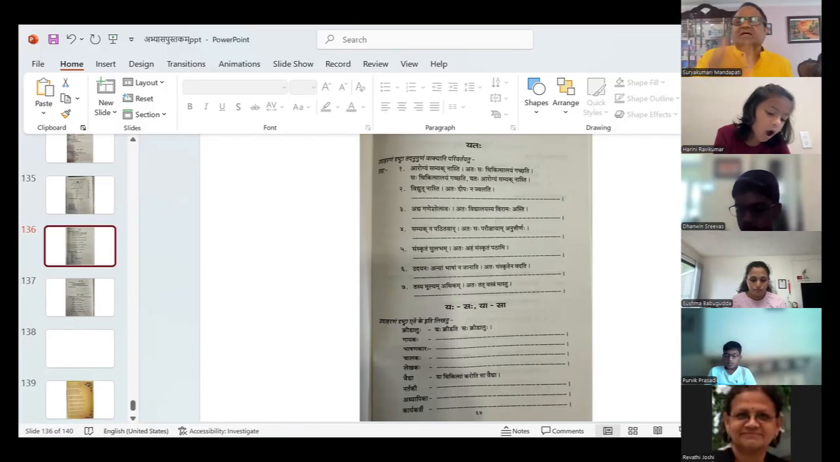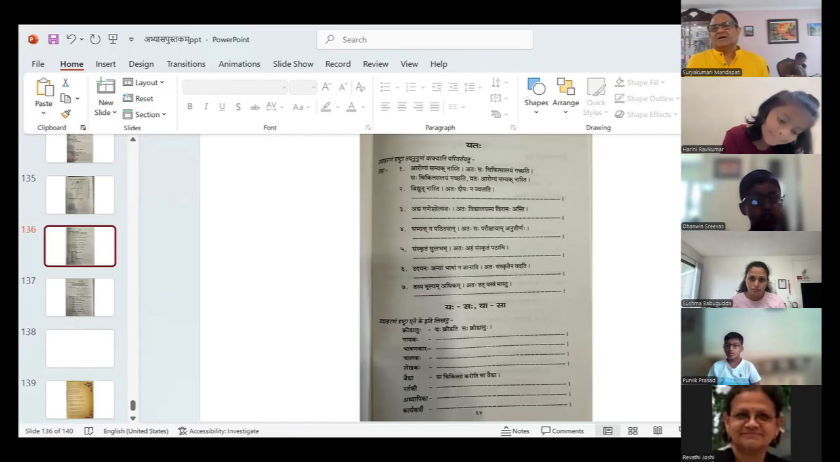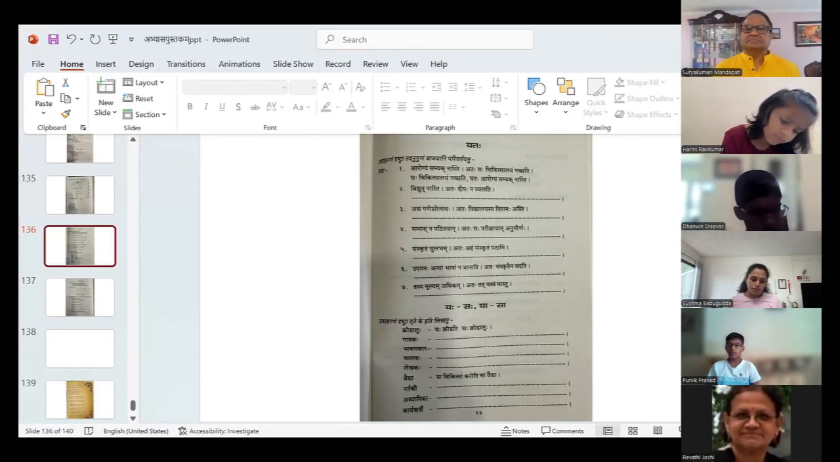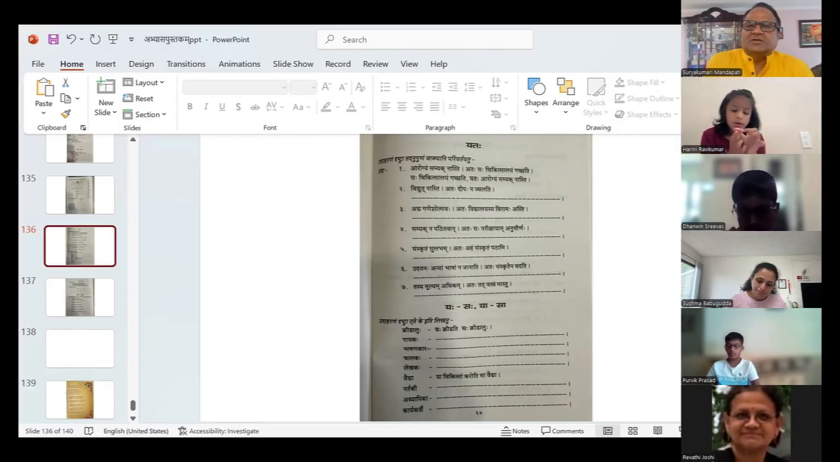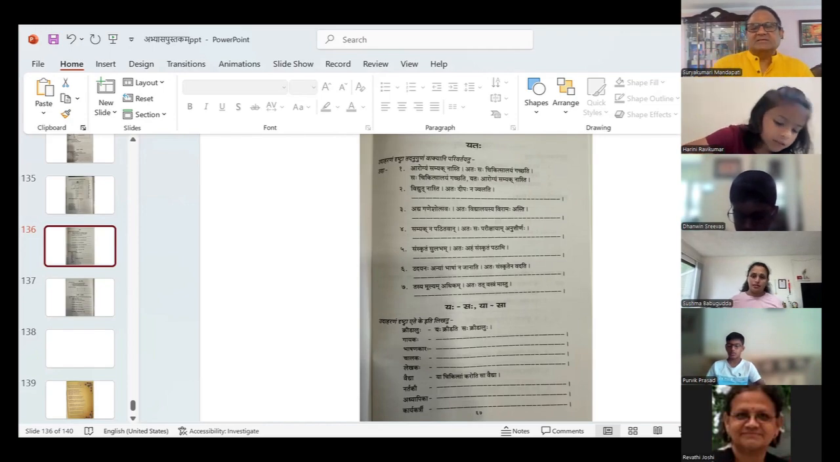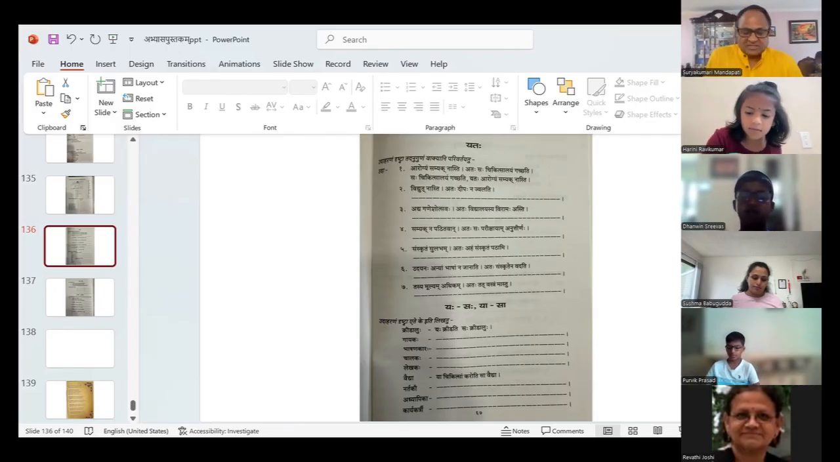पाठकः कः यः पाठयति, one who teaches. सः पाठकः, उपाध्यायः, अध्यापकः. यः पाठयति सः अध्यापकः. यः पठति सः छात्रः, one who reads is a student. लेखकः यः लिखति सः लेखकः. Now स्त्रीलिंग examples: नर्तकी, dancer.